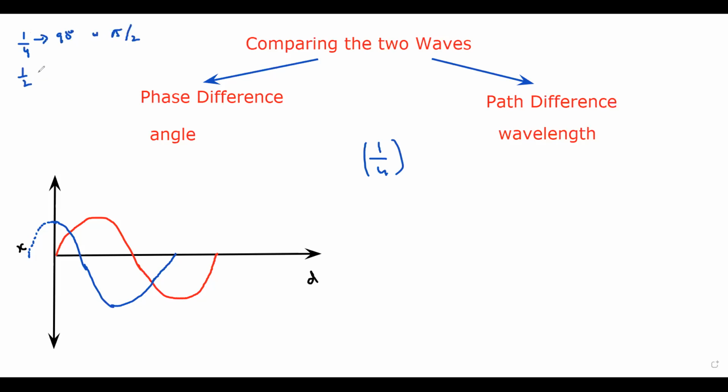If half of the wave is there, then it will be 180 or pi. If 3/4 of the wave has to be produced, then the phase difference will be 270 or 3 pi/2. And if one complete wave is the difference, then it will be 360 or 2 pi radian.